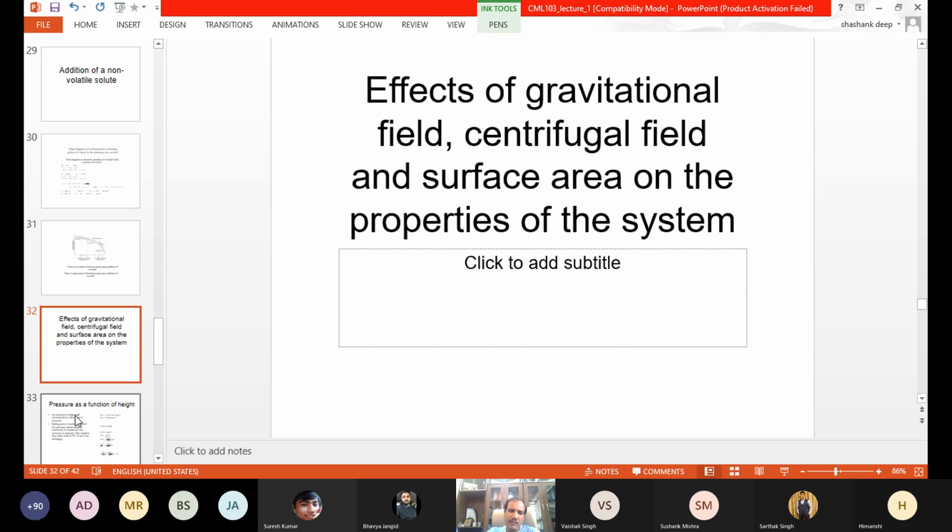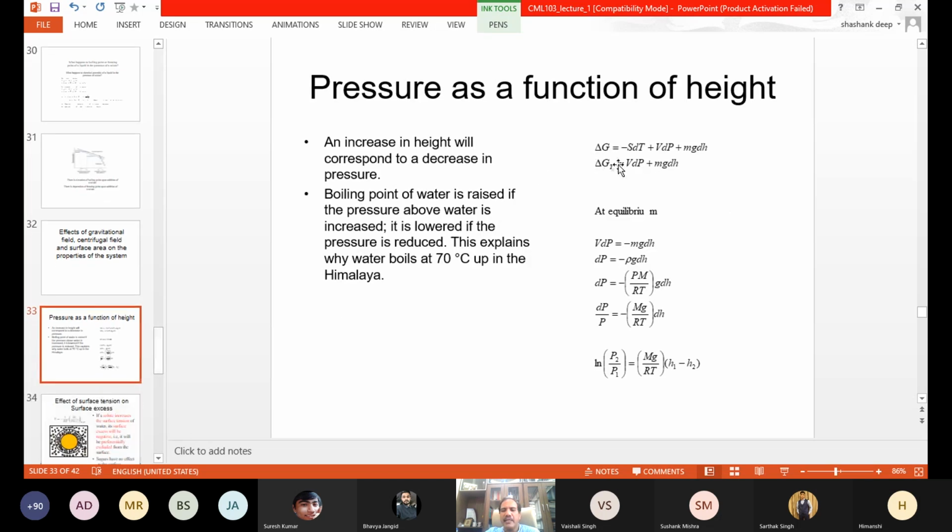For example, I will give you one case. Delta G is not just minus SdT plus VdP, it also has a component from what is known as extra work. Extra work can be due to height, extra work can be due to surface tension, extra work can be due to any work other than pressure-volume work. One thing is heat, another is work. Am I right? So here this mgdh will give you extra work.